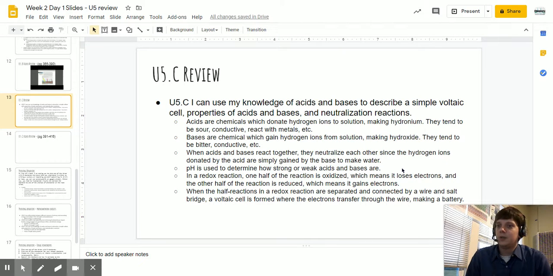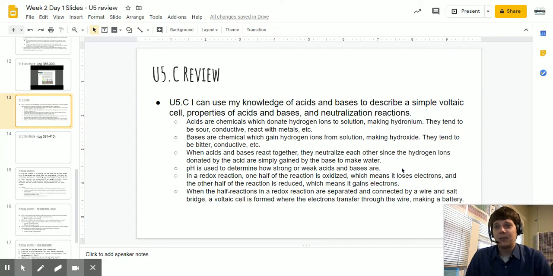Going to give a brief little overview of this and then peek through section 6.3, kind of covering the highlights. This is not a substitute for doing your own studying, your own review based off what we learned. Remember, you can access the book online if you don't have your physical copy. So standard 5C reads, I can use my knowledge of acids and bases to describe a simple voltaic cell, properties of acids and bases, and neutralization reactions.